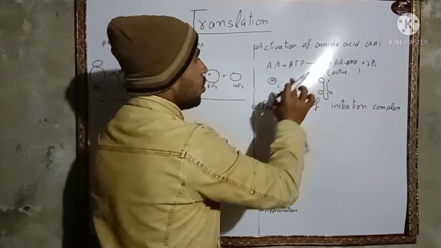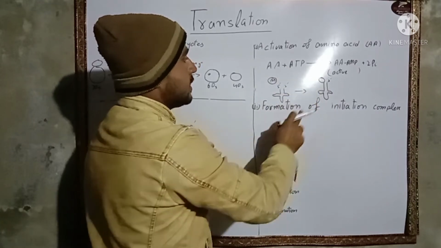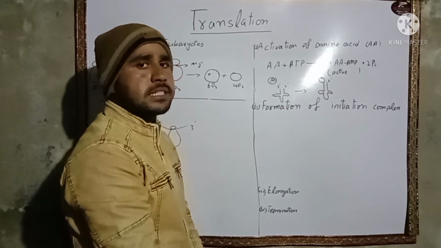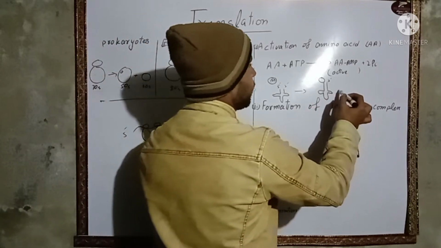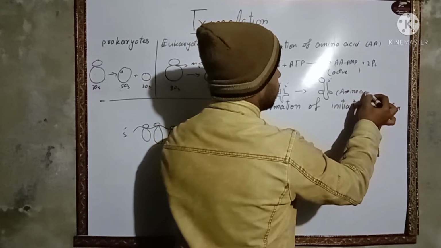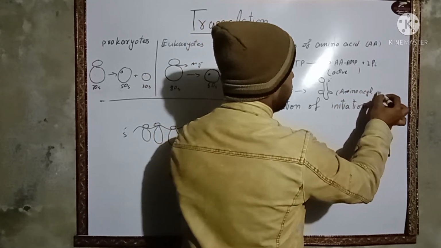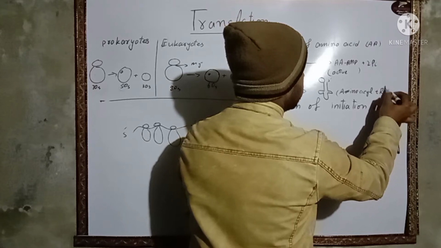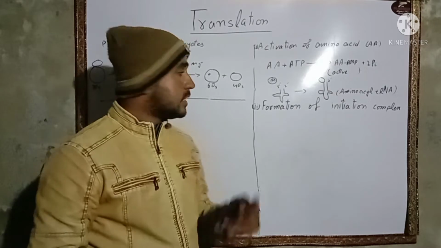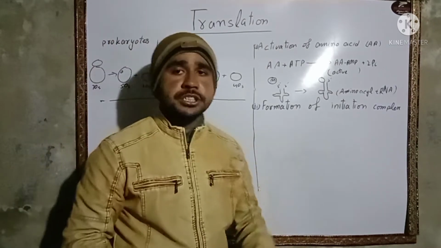Okay, now it is the mixture of amino acid and transfer RNA. That's why it is called aminoacyl transfer RNA. The second step is formation of the initiation complex.